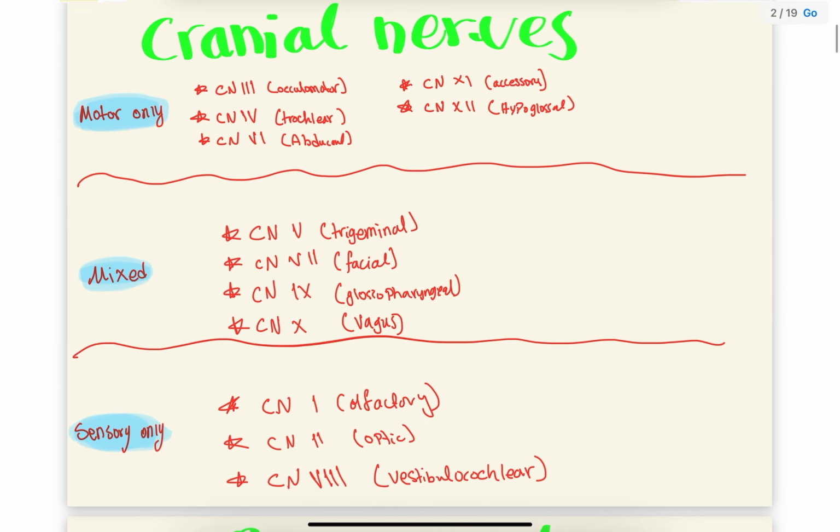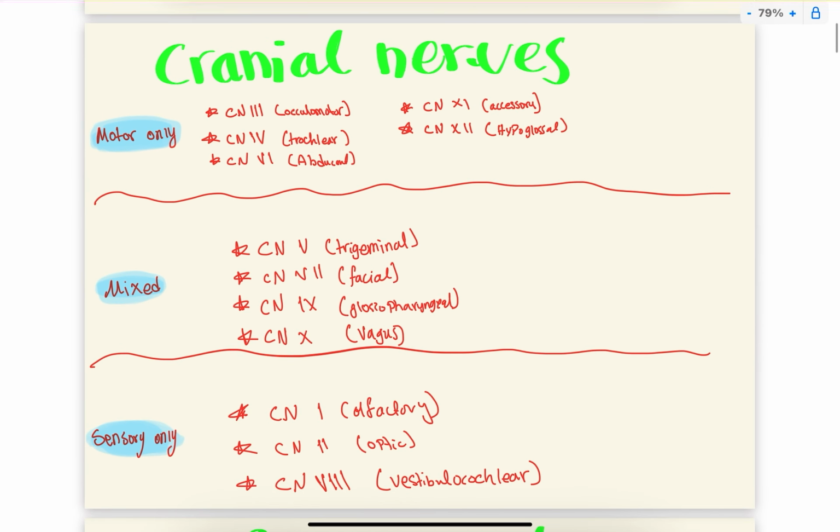Let's get started first with talking about some cranial nerves. We differentiate them by looking at whether it's motor only, mixed, which means motor plus sensory, or sensory only. For the motor, we think of cranial nerve 3, which is oculomotor, 4, which is trochlear, and 6, which is the abducens. And then you have cranial nerve 11, which is accessory, and 12, which is hypoglossal.